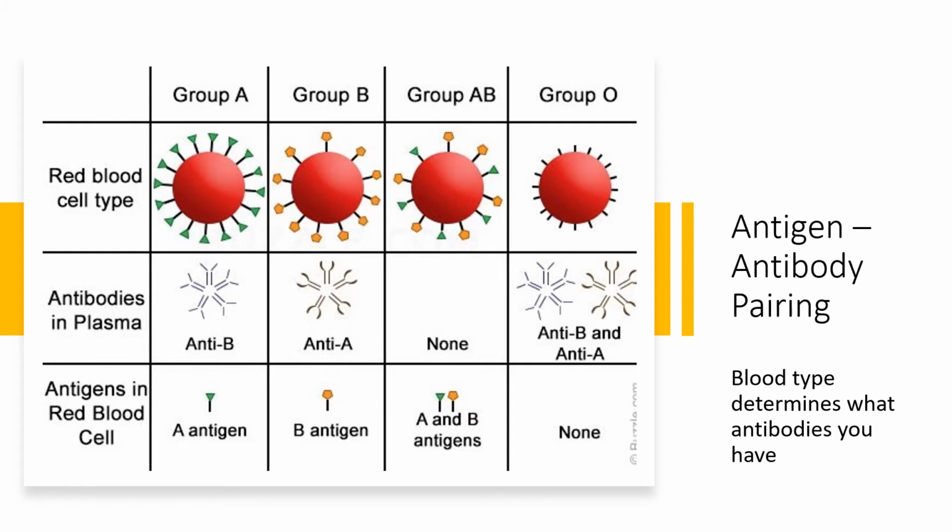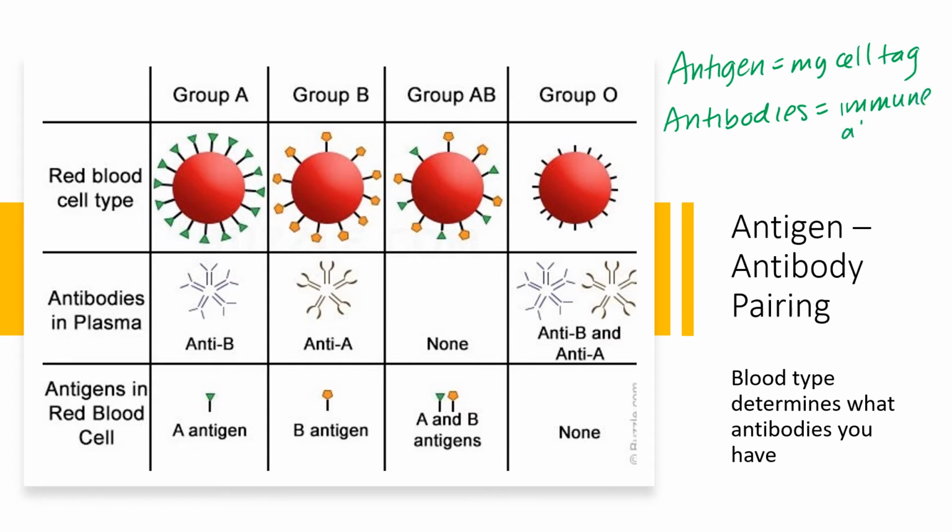So I'm just going to restate it one more time. Antigen is my cell tag. Antibodies equals immune attackers. Okay? Group B blood has anti-A antibodies. Group A blood has anti-B antibodies.